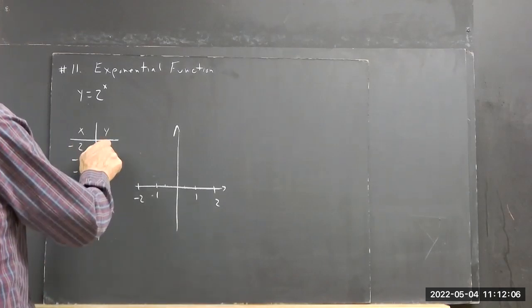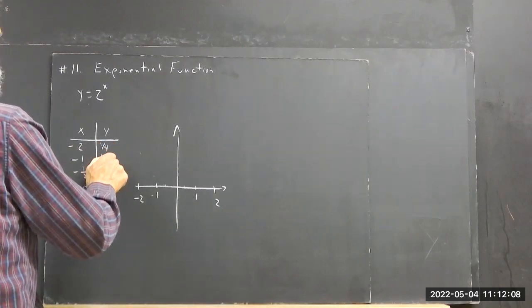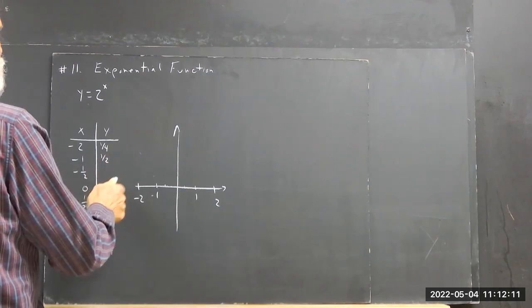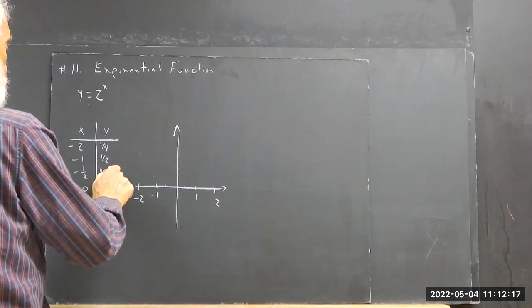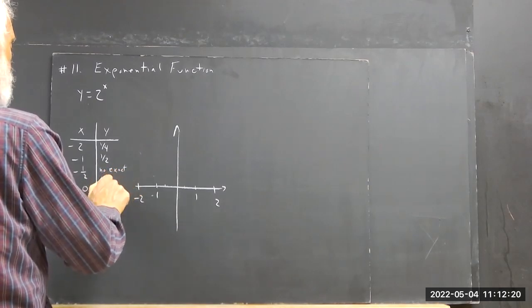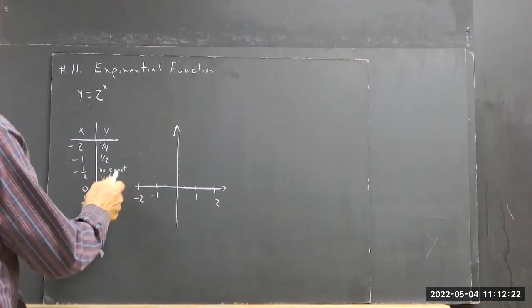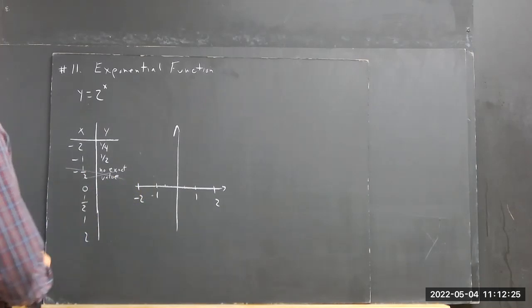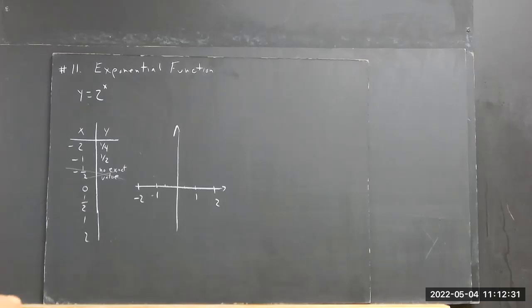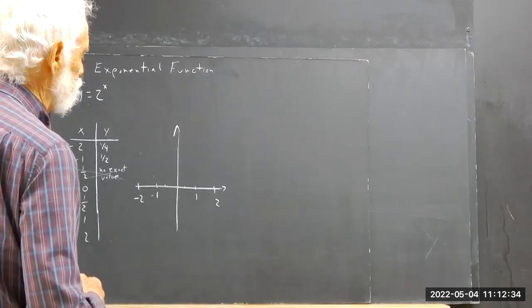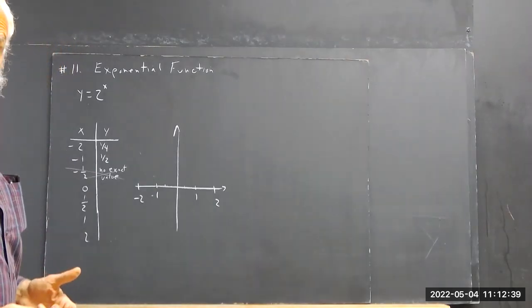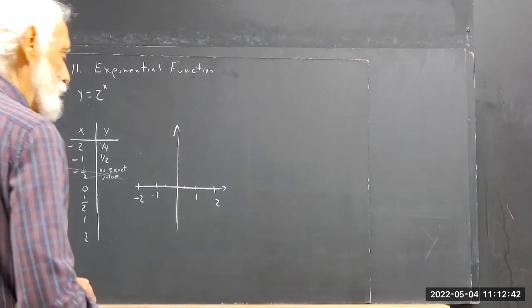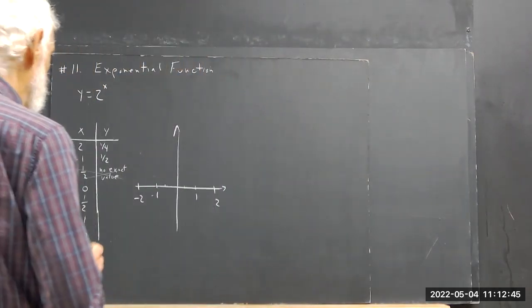And then our y values, without going through the details, we get 1/4, 1/2, and we can't evaluate. I'll just write in here, there's no exact value. And actually, that's not quite true. There is an exact value. We just don't know what it is. Okay? And let's be correct about this.